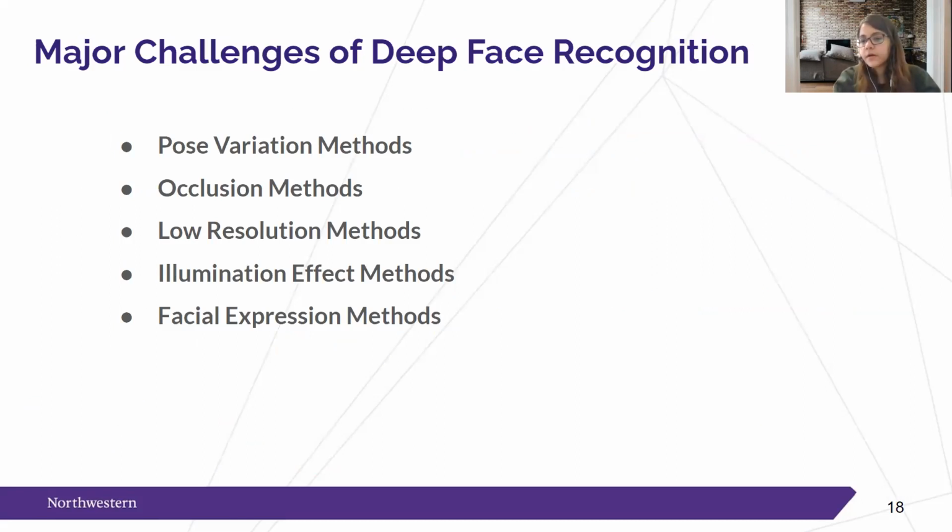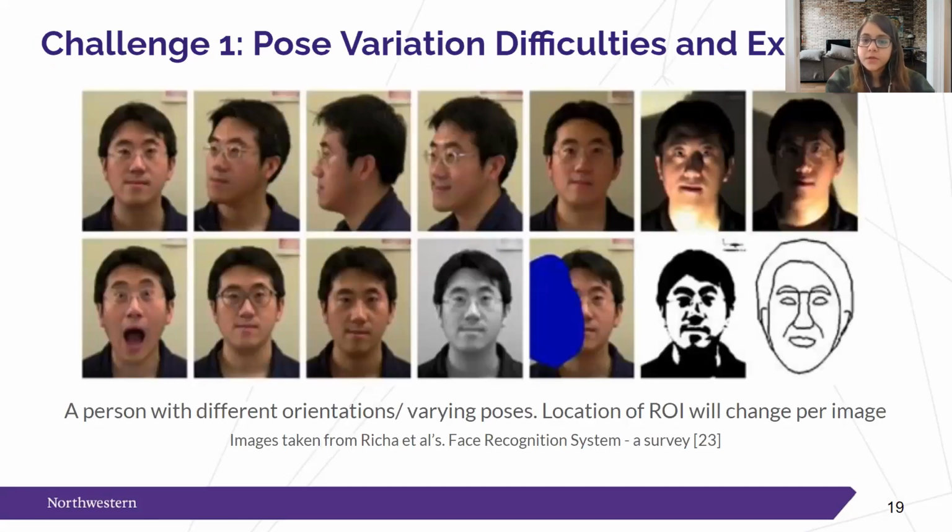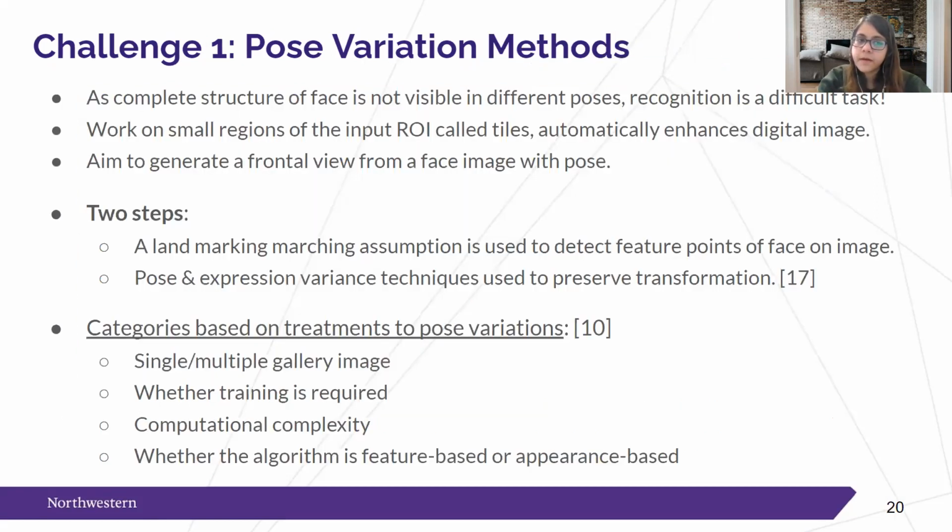Face recognition has a number of challenges because real-world images and real-world data are not uniform. Some common problems are pose variation, occlusion, low resolution, illumination, and facial expression. Here you can see that a person has varying poses, and because of that, the location of the ROI changes, and you are unable to detect the ROI accurately. With pose variation, because the complete structure of the face is not visible, the recognition is really difficult.